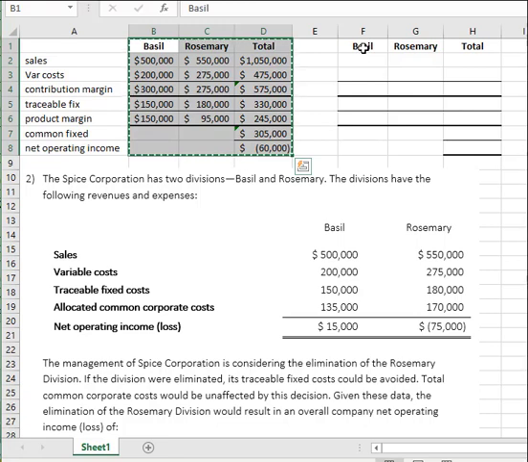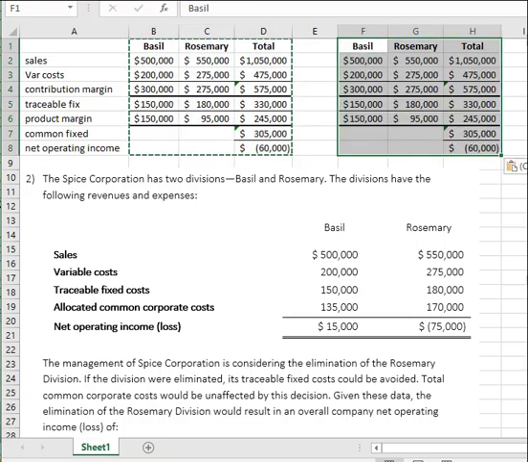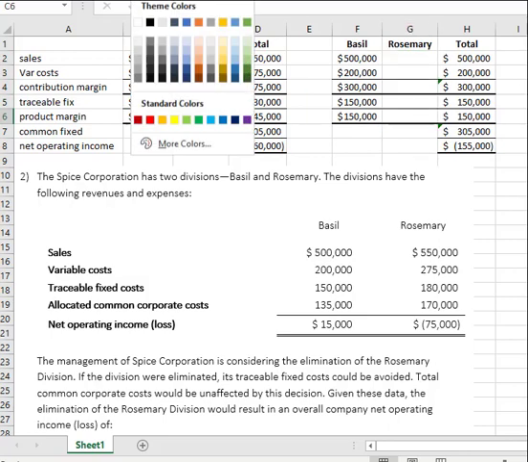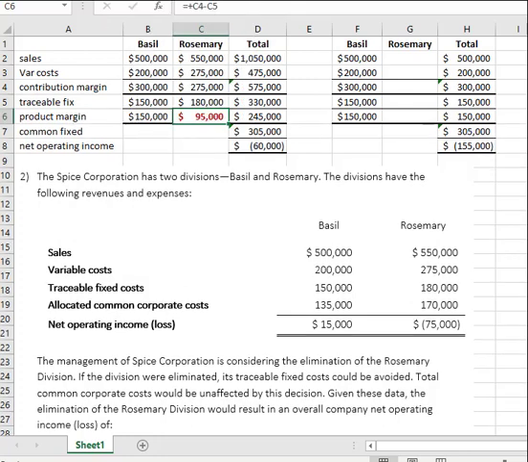So what would it look like if we eliminated Rosemary? So let's take Rosemary out. So sometimes they just want to know the differential or the disadvantage of a particular thing. In that case, it would be that you lose the 95. You lose the sales. You lose this variable cost and you lose that avoidable fixed. So you lose 95. But here they're not asking that.